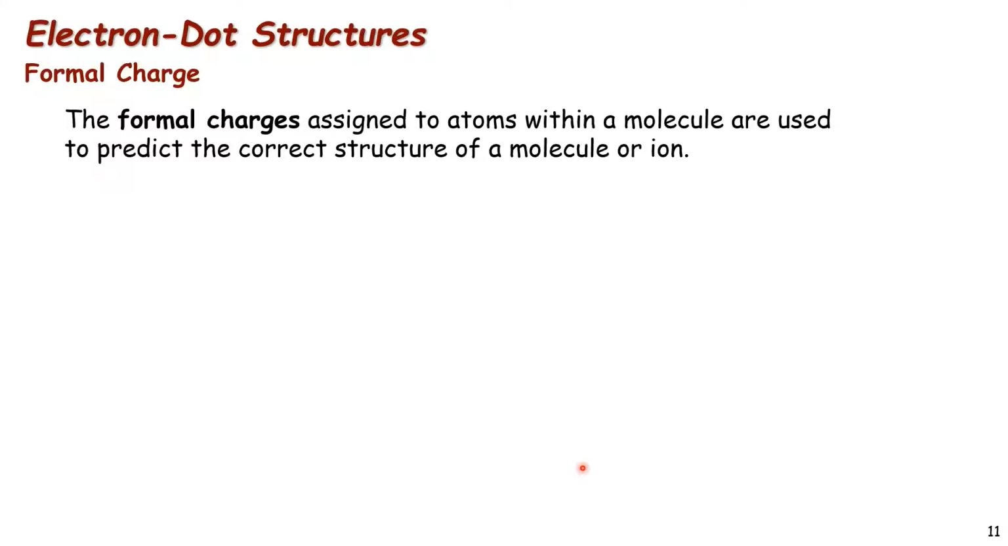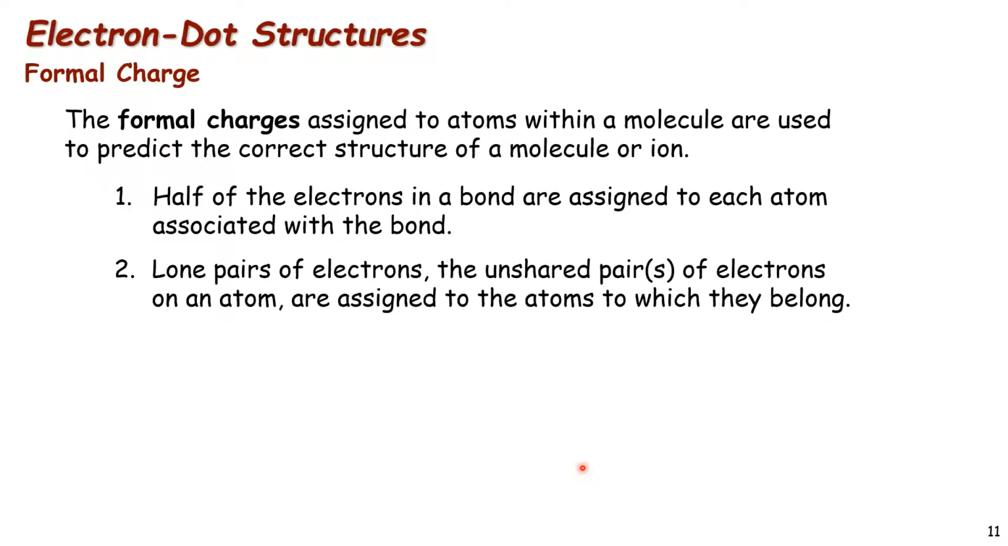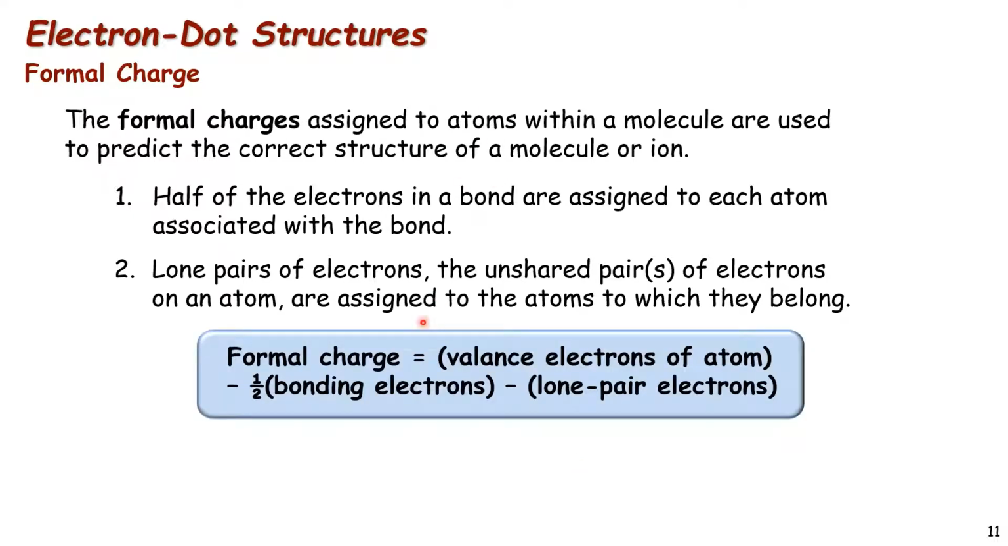Okay, now let's talk about formal charges. Formal charges are assigned to atoms within a molecule, and they're used to predict the most probable structure of a molecule or ion. Half of the electrons in a bond are assigned to each atom associated with that bond. Lone pairs of electrons, the unshared pairs, are assigned to the atom to which they belong. Basically, we can use this little equation. Later, I'm going to show you a much easier way, but this is the formal equation for formal charge.